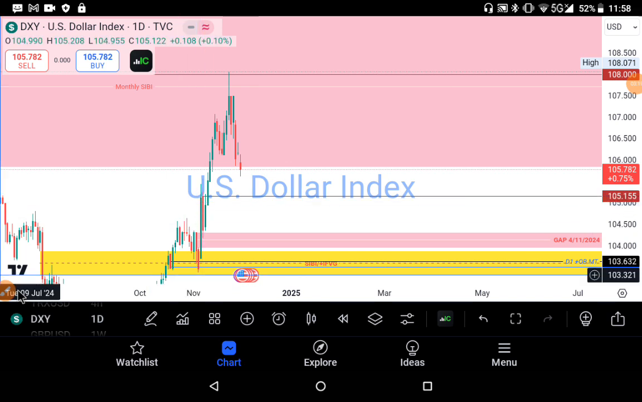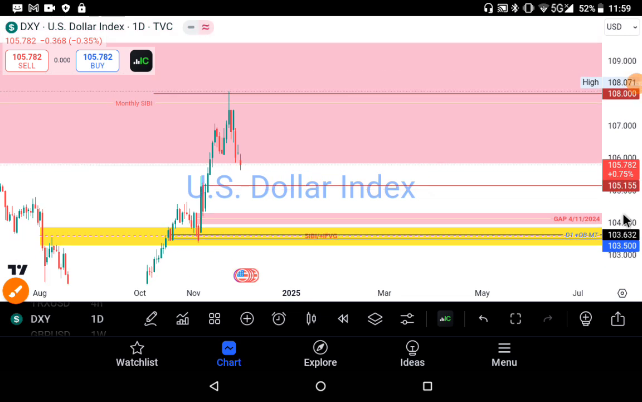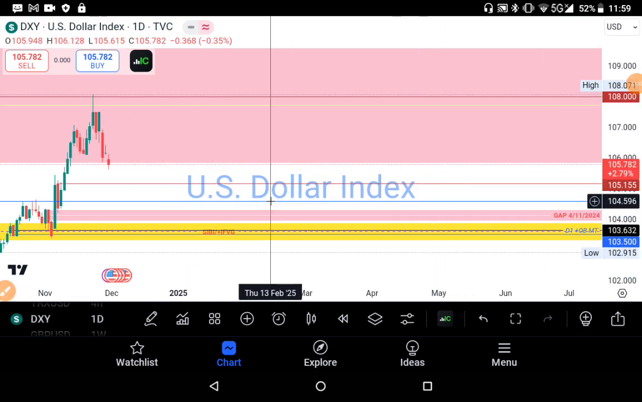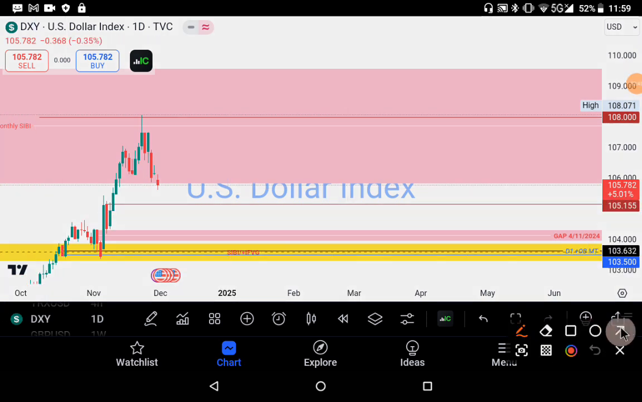Let me point it out. I'm watching this other block, whose opening price is 105.155. So this is the other block I'll be watching. The coming week I'll be interested in market gravitating into this level.